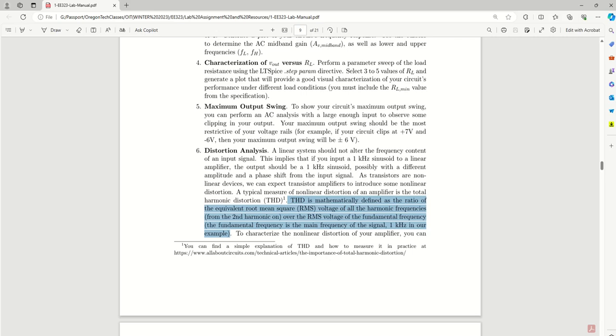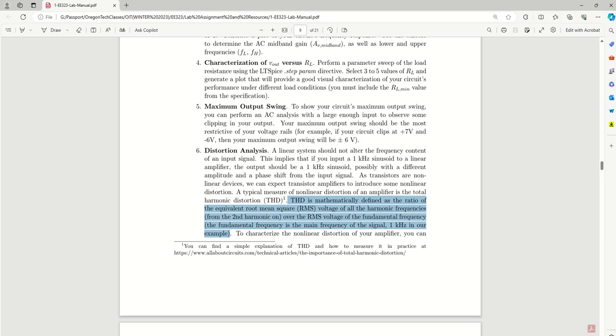Hello. In this video we're going to continue with our CAD simulations using LTspice, and we're going to look at distortion analysis, and then we'll move on to temperature sensitivity.